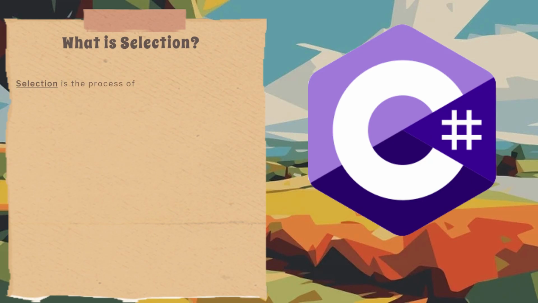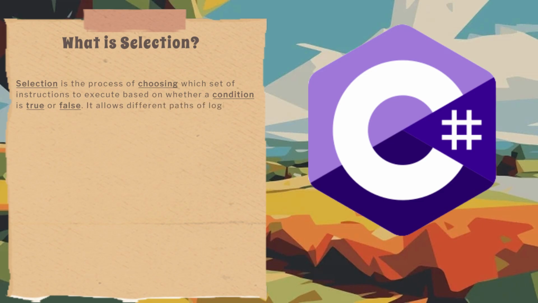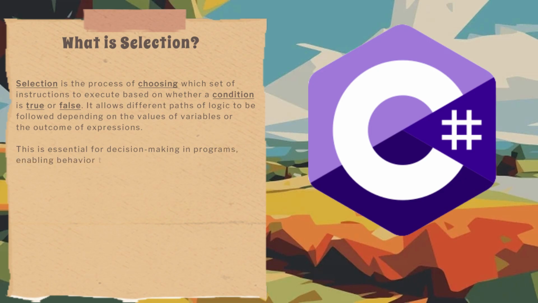Selection is the process of choosing which set of instructions to execute based on whether a condition is true or false. It allows different paths of logic to be followed depending on the values of variables or the outcome of expressions. This is essential for decision-making in programs, enabling behavior to adapt to different inputs or situations.